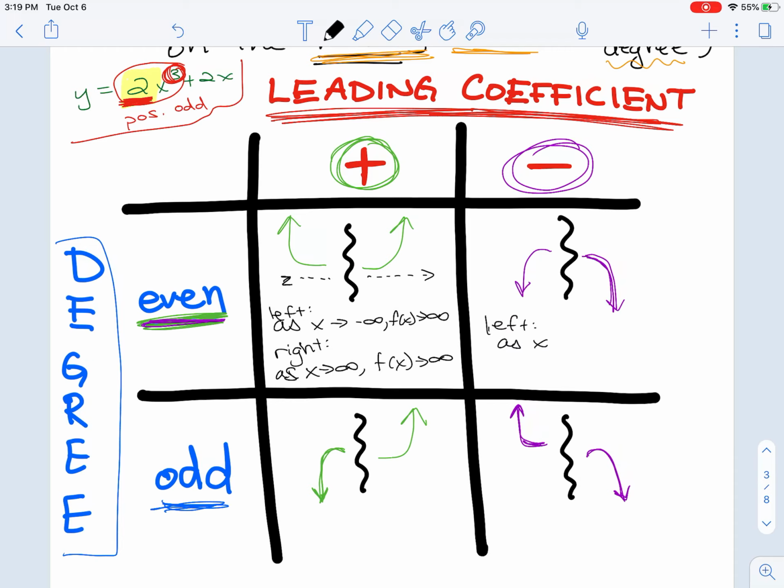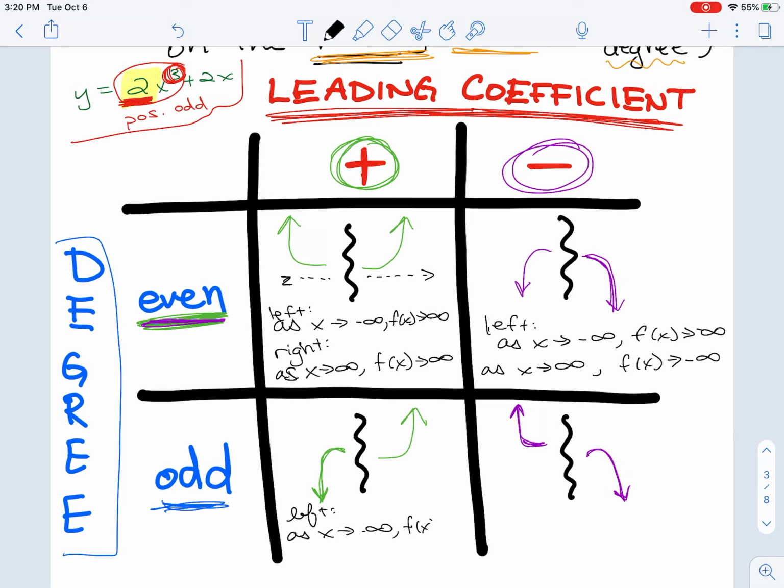On the left side here, we would say as x approaches negative infinity, f of x is approaching also negative infinity because it's going down. And as x approaches positive infinity, we say f of x is also approaching negative infinity because it's also going down.